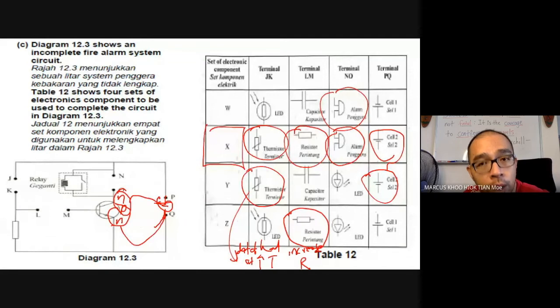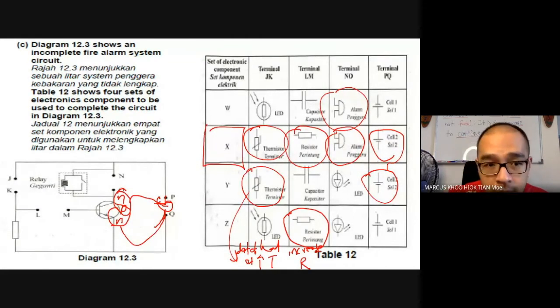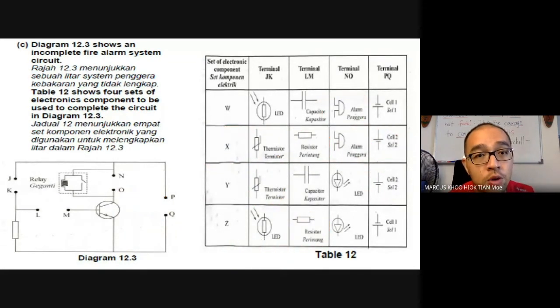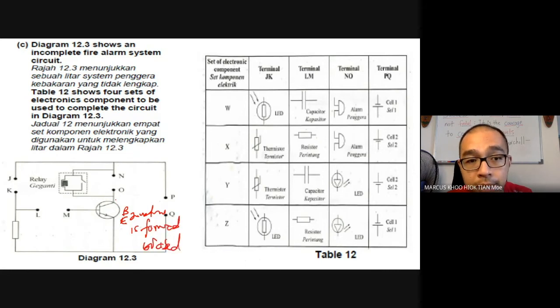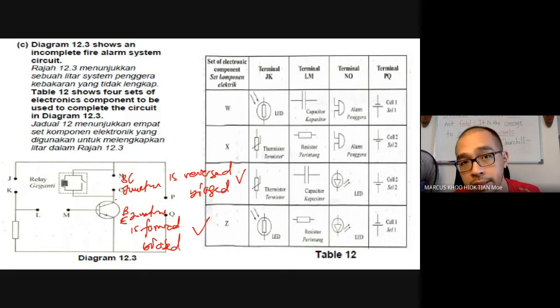So if you want to say forward bias, reverse bias, then you have to be very specific. Which part is forward bias? The BE junction is forward bias. Manakala, this is the BC junction. BC junction is reverse bias. If you give this and this, then I will accept.